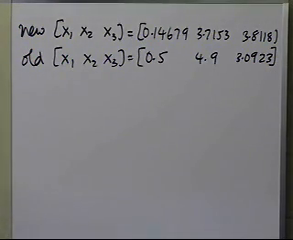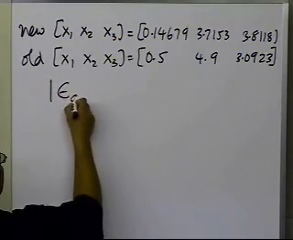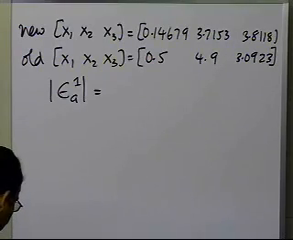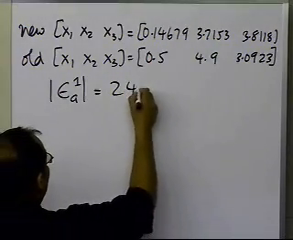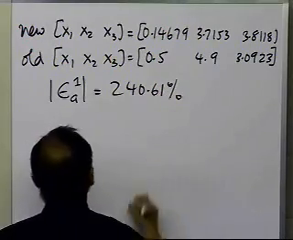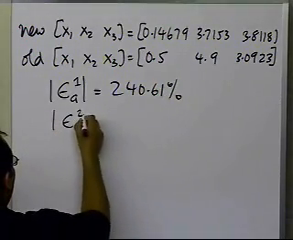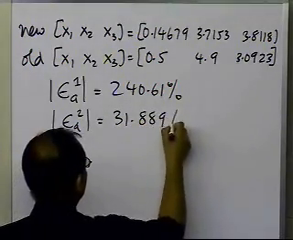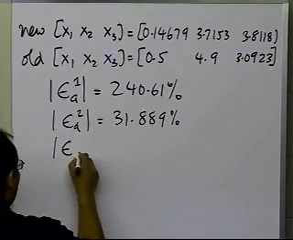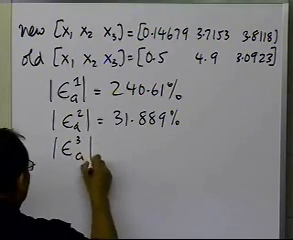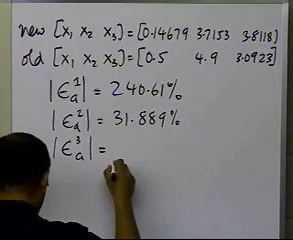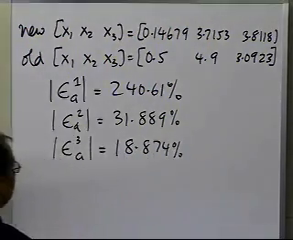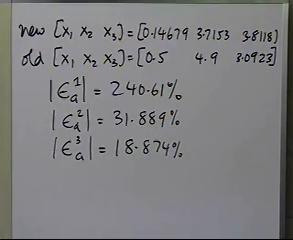And if you go ahead and calculate the absolute relative approximate errors, this is what you're going to get. I'm going to leave this as a homework exercise for you. You're going to get 240.61%. The absolute relative approximate error for x2 will turn out to be 31.889%. And the absolute relative approximate error for the third will be 18.874%. So again, these are basically calculated from the present guess and the previous guess.